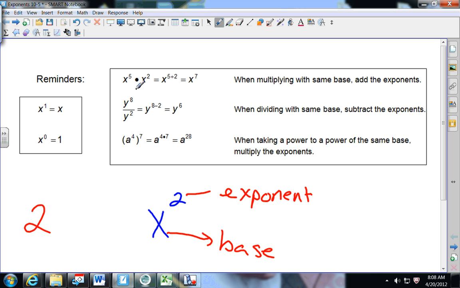When you are multiplying the same bases, you add the exponents. When you're dividing the same bases, you subtract the exponents. Then you have a power to a power. When taking the power to the power of a same base, see how there's only one letter right there? Then you multiply the exponents.